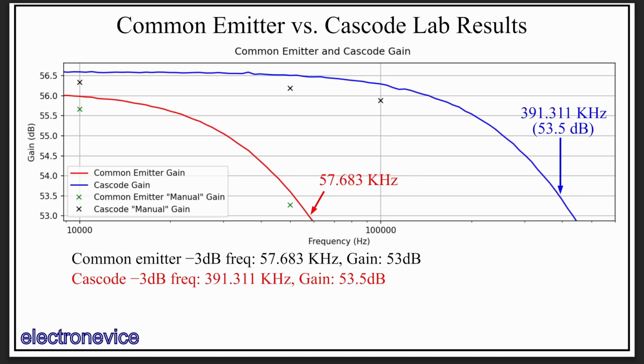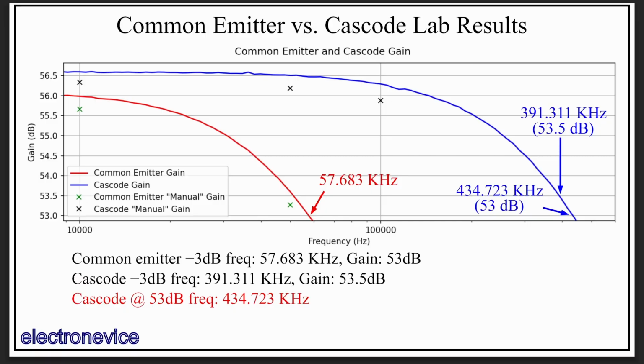I will note one more frequency, as given the configuration of this system, it's a little more fair to assess the frequency at which the cascode hits the same gain as the common emitter, since the slight increase in gain due to collector resistance would also tend to make the bandwidth slightly smaller as well. So the cascode hits 53 dB at about 434.723 kHz. However, even using the lower frequency value at 53.5 dB, the cascode is conservatively a little over 6.7 times the bandwidth of the common emitter in this situation. This is a significant improvement and is very effective.